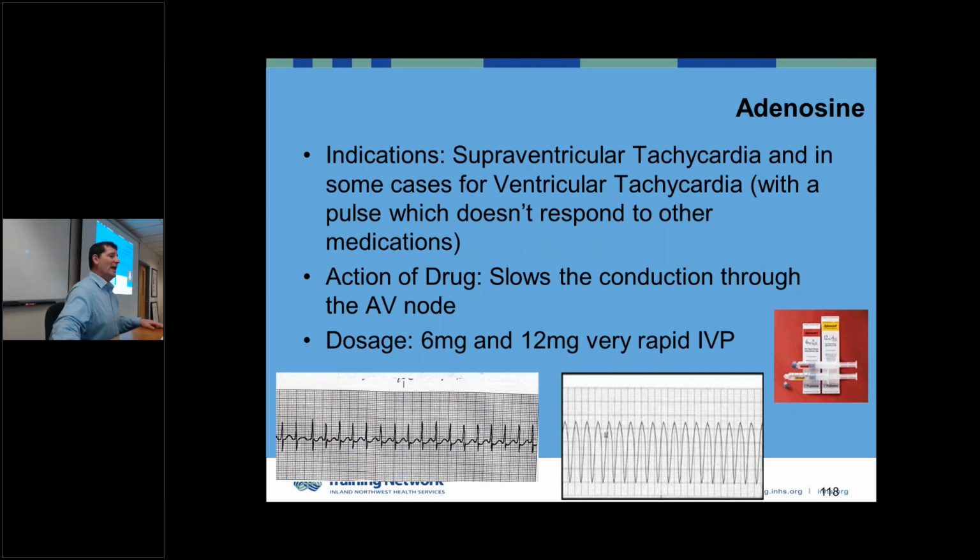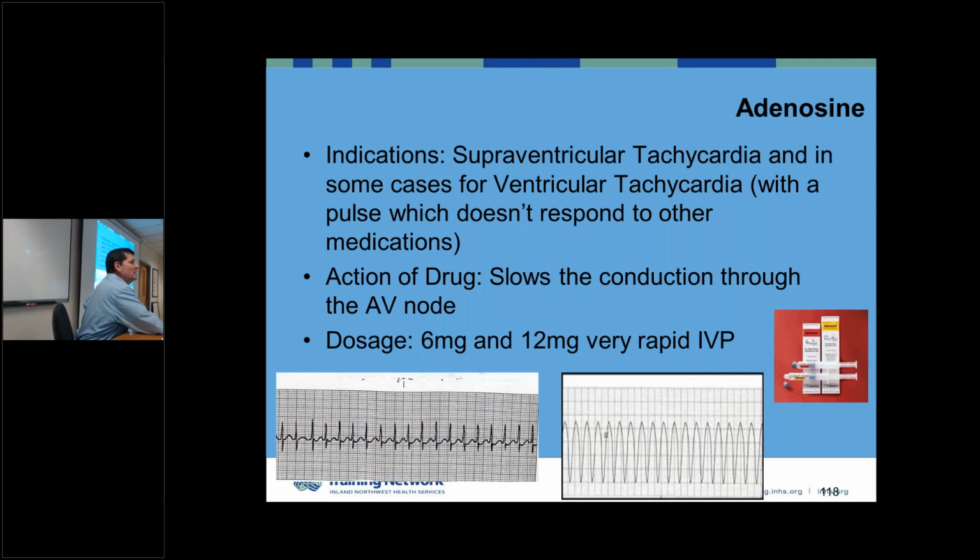And so we want to slow it down. Adenosine basically works to stop that conduction of the AV node, and so it slows that conduction process getting down to it. Dosages on this is 6 milligrams for the first dose. It's a rapid IV push.